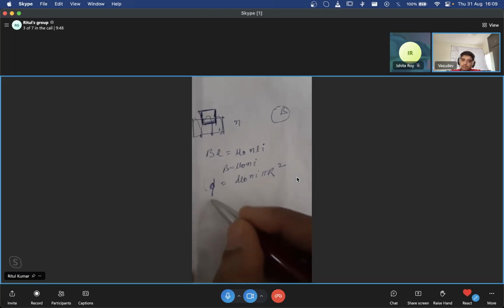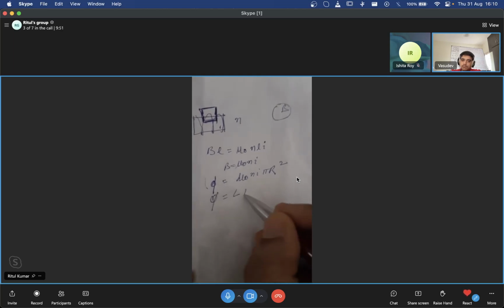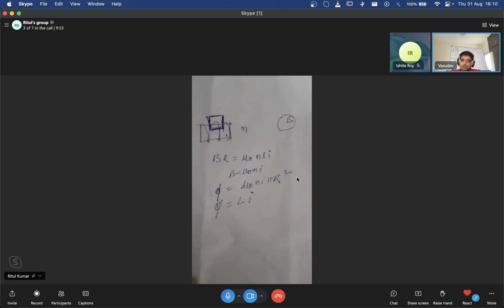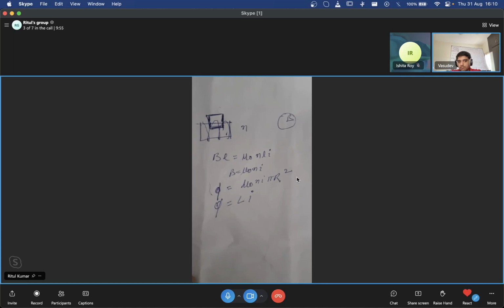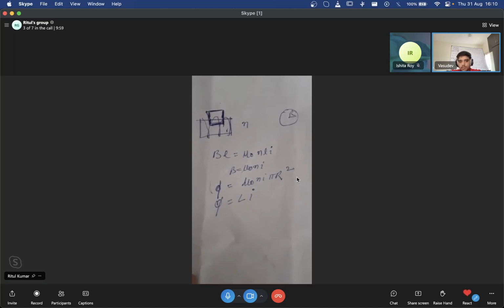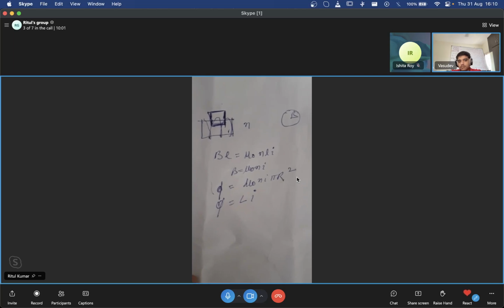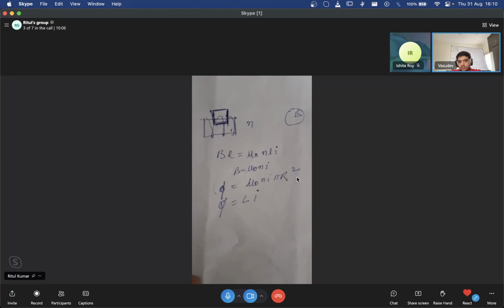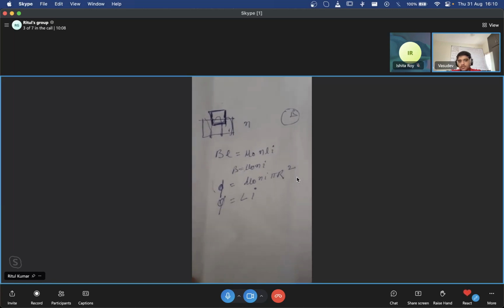This is what we'll write henceforth as phi is equal to L into I. Where what is L? You can very well gauge from here, right? L is mu naught N pi r square. So it's basically flux per unit current.